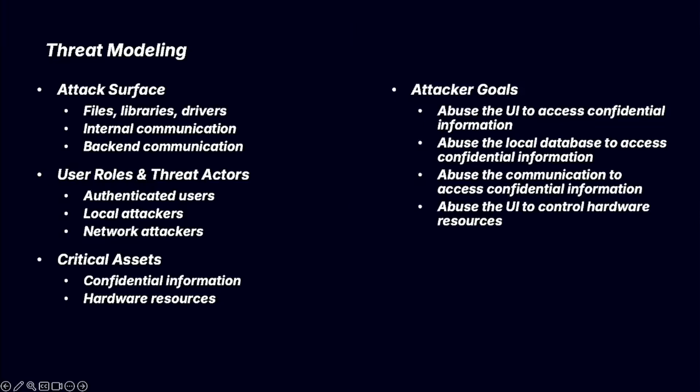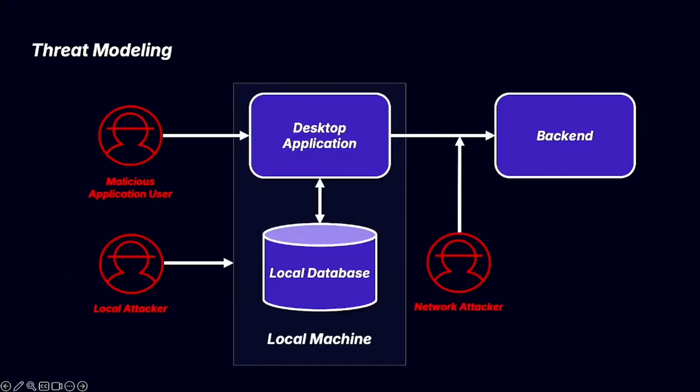If we rethink our diagram, we can see that now we have a malicious application user interacting with the desktop application. We have a local attacker interacting with the local machine, and we have a network attacker interacting with the communication between the application and the backend.